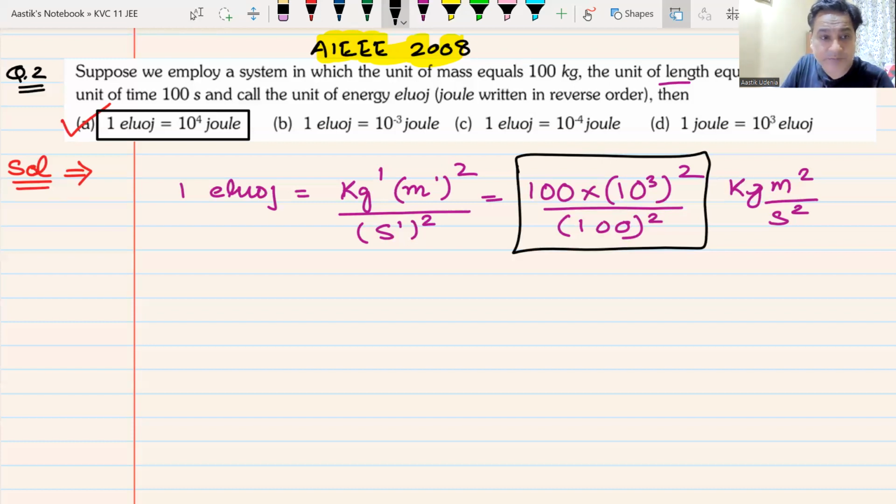Please tell me what was the problem. No one had any problem? Why did you not get the correct answer then, beta? That is my question. Anyone got the correct answer? Option A, anyone got it?